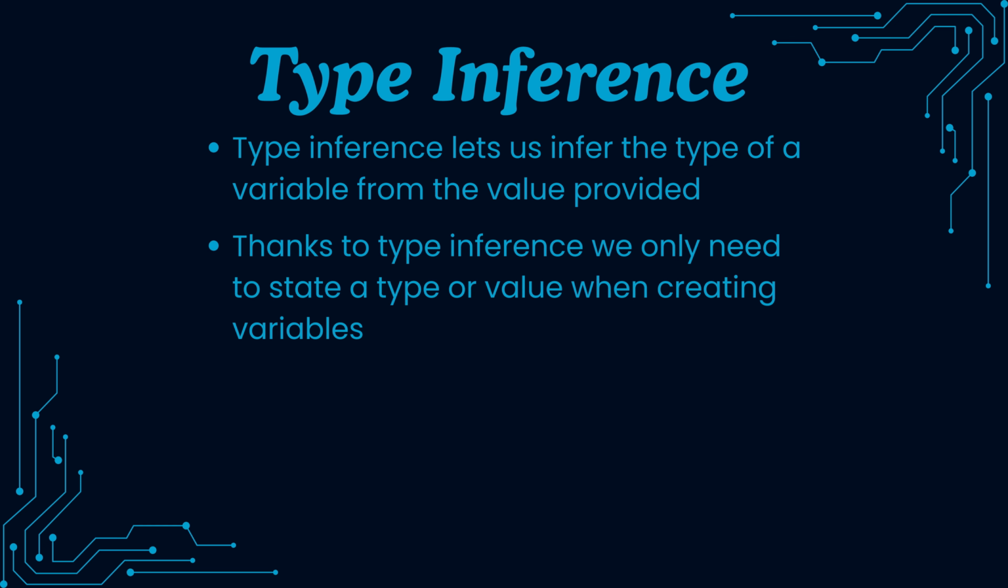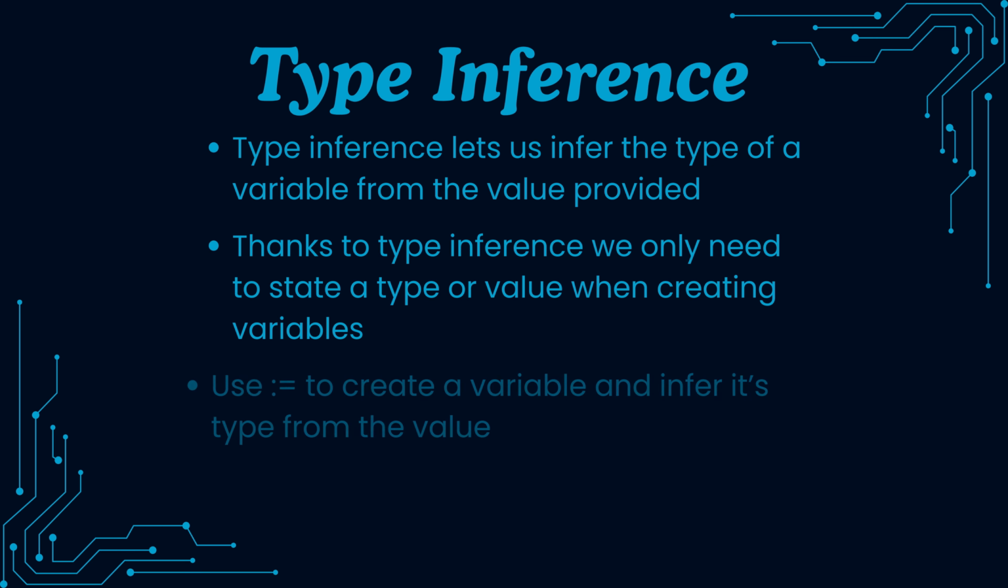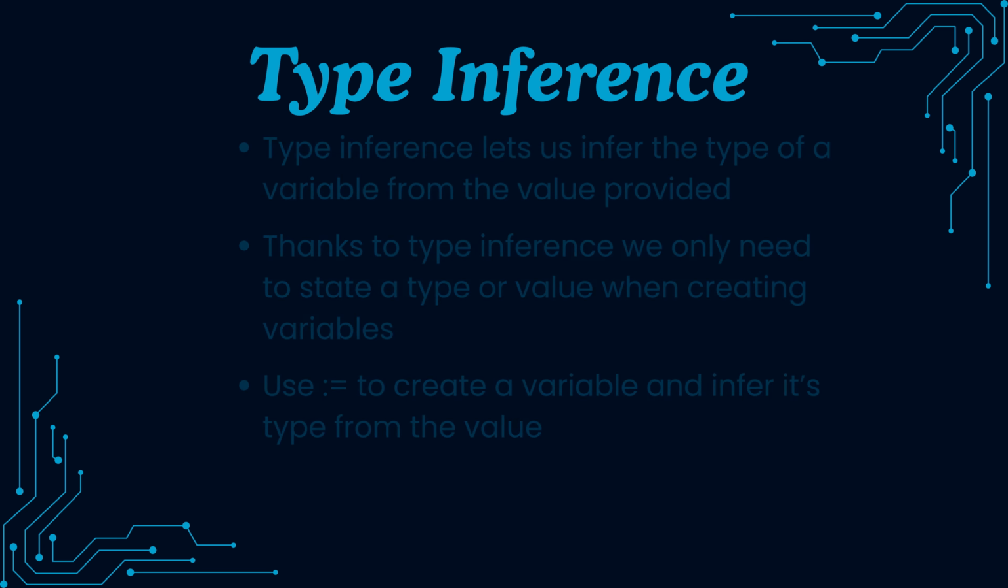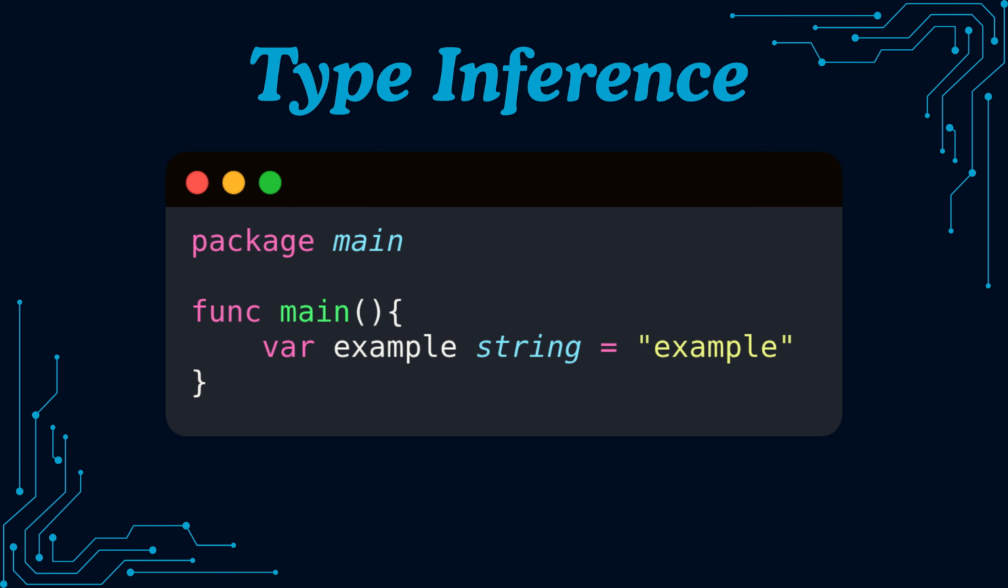Type inference. Type inference lets us infer the type of a variable from the value provided. Thanks to type inference, we only need to state a type or a value when creating variables. To use type inference, use a colon and an equal sign to create a variable and infer its type from the value given. In this example, we're creating a string variable and setting it equal to example.